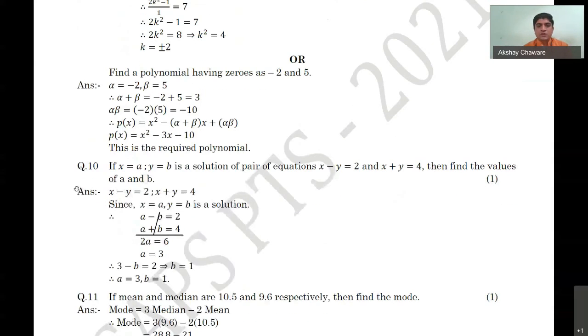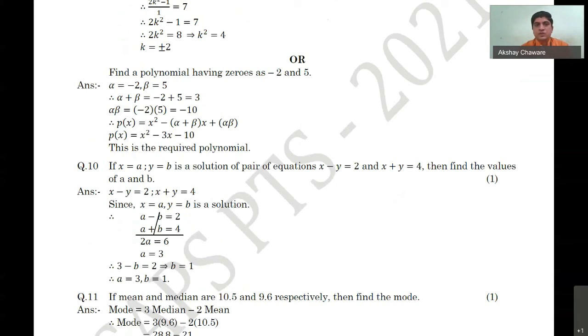Next question, question number 10. If x equal to a and y equal to b is a solution of the pair of linear equations x minus y is equal to 2 and x plus y is equal to 4, then find the values of a and b. See here, x minus y equal to 2 and x plus y is equal to 4. These are the two linear equations in x and y.